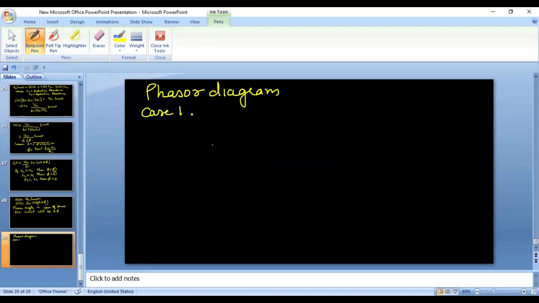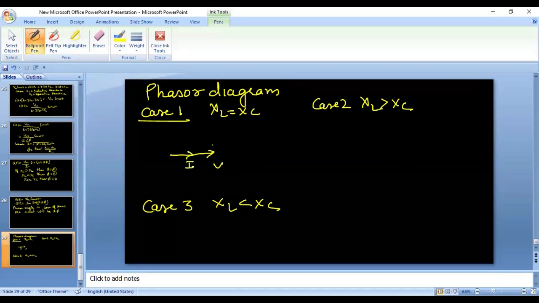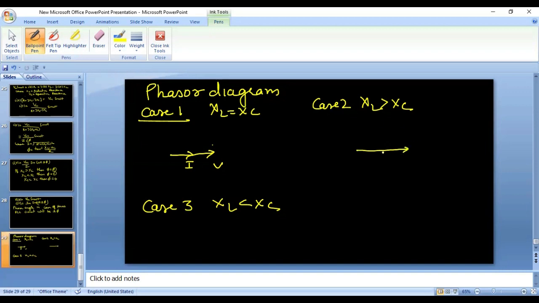For the phasor diagram, there are three cases. Case number 1, when XL is equal to XC. Case number 2, when XL is greater than XC. And case number 3, when XL is less than XC. When XL is equal to XC, the behavior of the circuit will be resistive and the phase angle will be 0. So this will be the phasor diagram. If XL is greater than XC, the behavior of the circuit will be inductive, so the current will lag by angle phi.